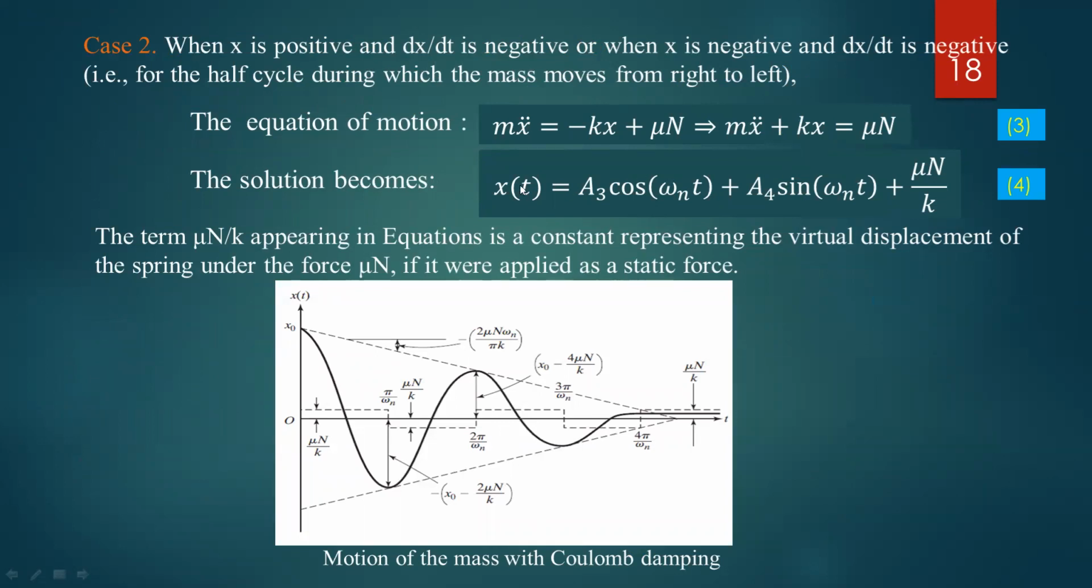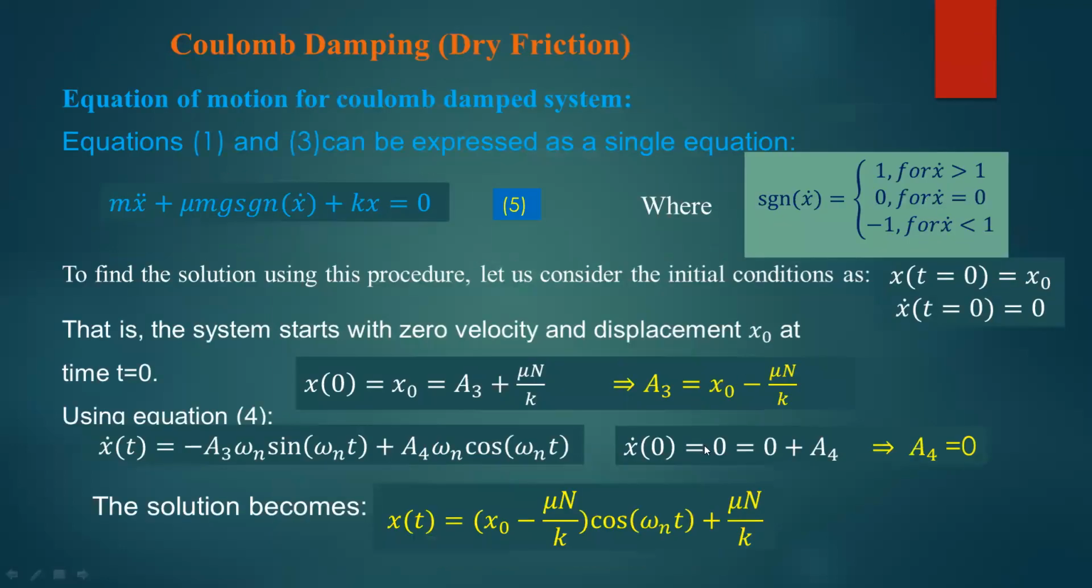the derivative of this equation. If you take the first derivative of this equation, it gives you minus a3 omega n sine omega n t plus a4 omega n times cos omega n t. And this is constant, so that will be 0. So by doing that, we can find this equation, and the x dot of 0 gives us a4 is equal to 0.